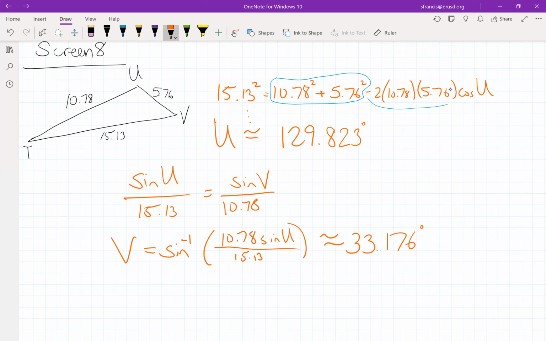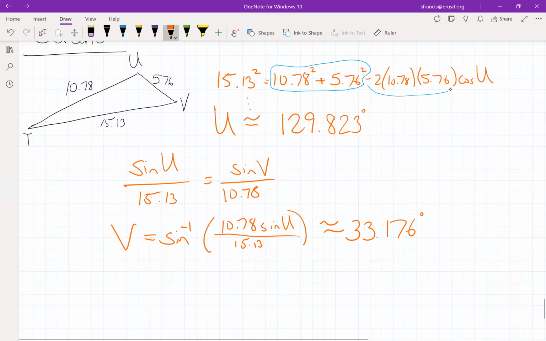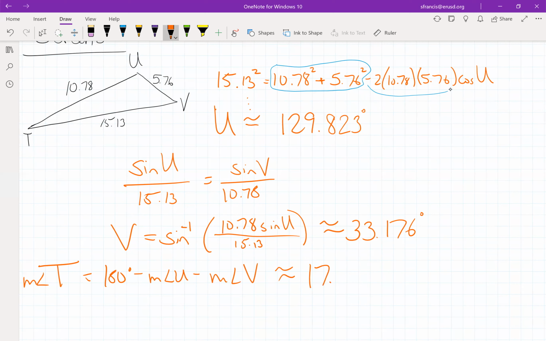degrees as your approximation. And then lastly for T, you'll get 180 minus the measure of angle U minus the measure of angle V. When you crank that through your calculator, you'll get 17.00095 or just 17.001 degrees.